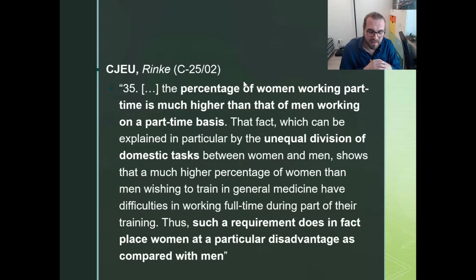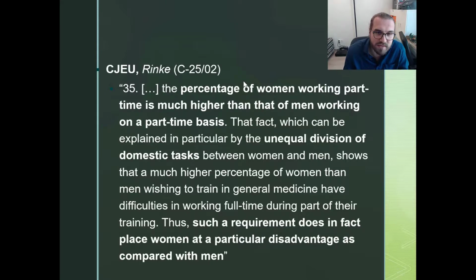As I told you, the Court of Justice is aware of the social division of labor, and that domestic tasks and works of care are more often than not done by women. So the court knows this, and this is very relevant because the court is ready to accept that this uneven share of work has an impact on, for instance, the fact that more women than men are working part-time.